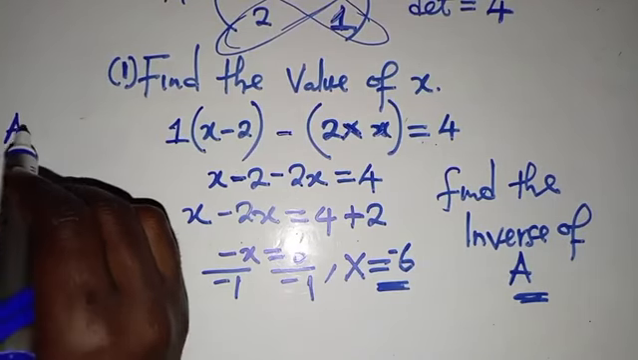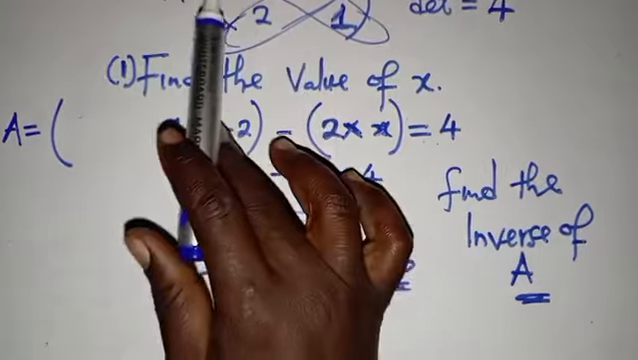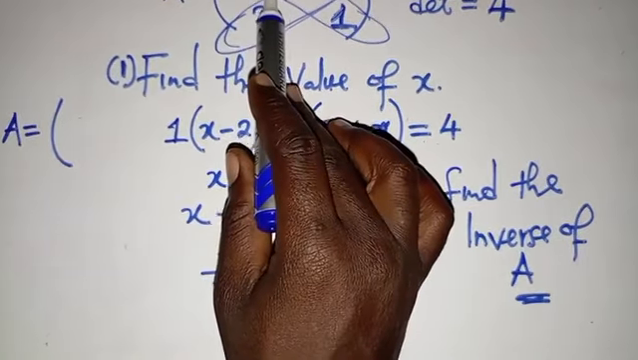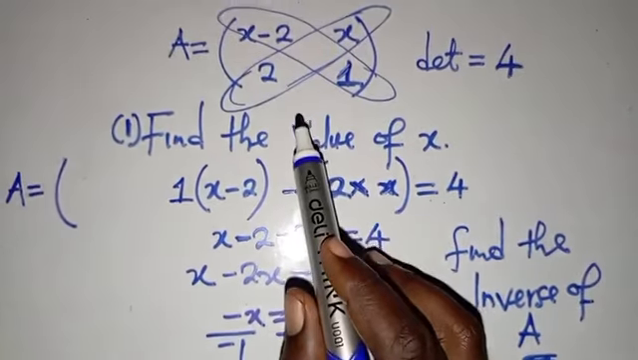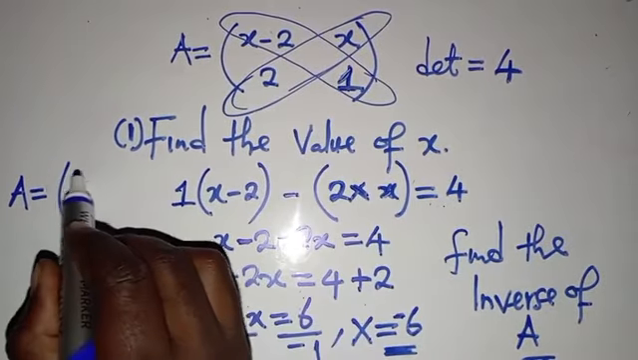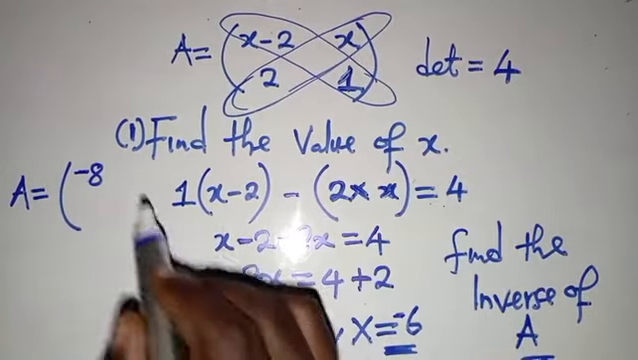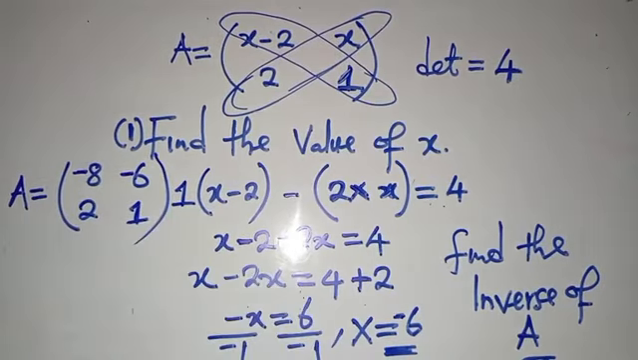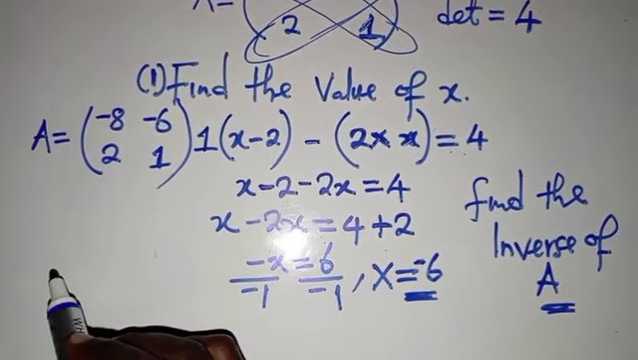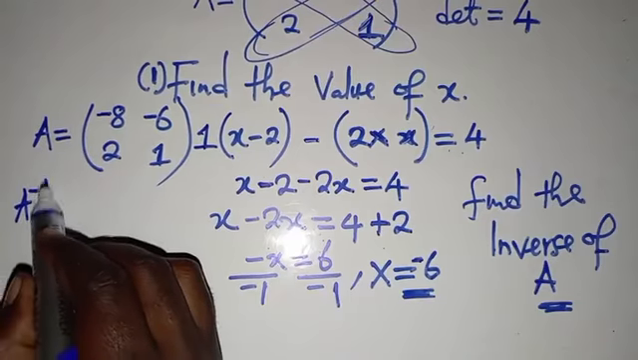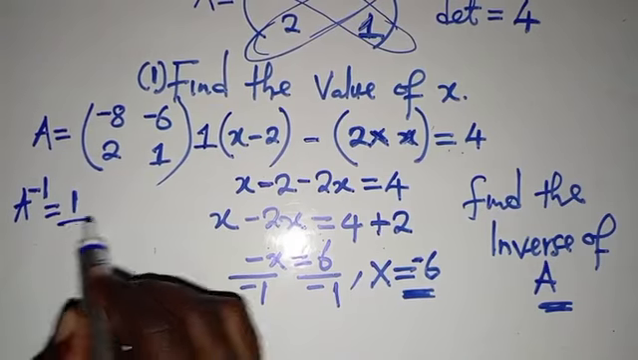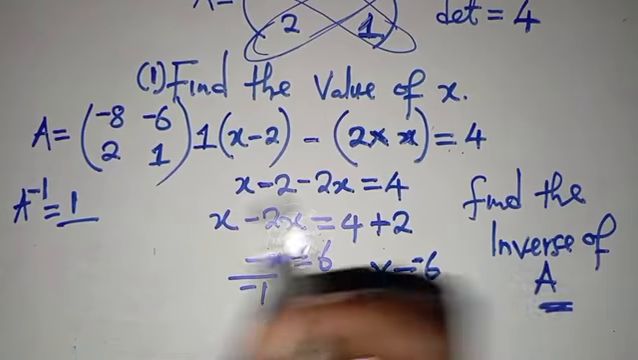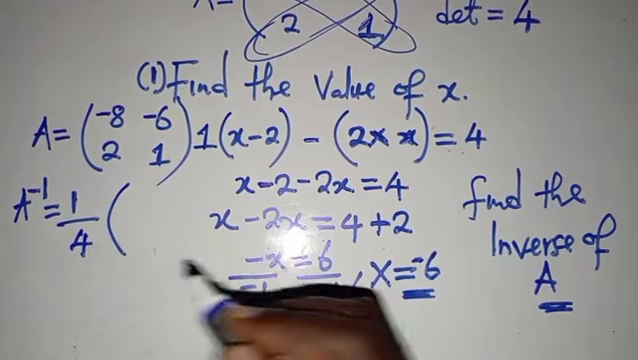So A is equal to, where there is x, I put negative 6. So negative 6 minus 2 is negative 8. The x there is negative 6, this is 2, this is 1. How do I find the inverse? The inverse is equal to 1 over the determinant. 1 is a constant. What is the determinant? 4. So 1 over 4, like this.